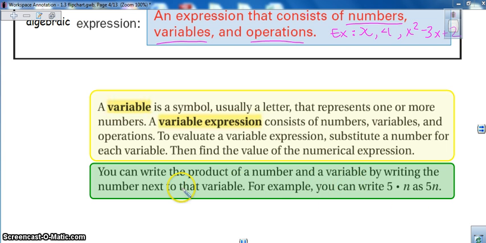If we're talking about the product of a number and a variable, we are usually going to put the 5 times n. We're always going to put the 5 in front. You could use a dot for multiplication. No more using x's. 5n means the same thing, multiplying.